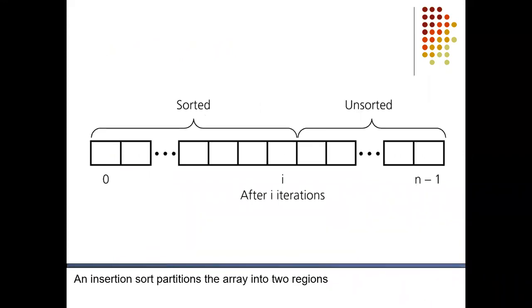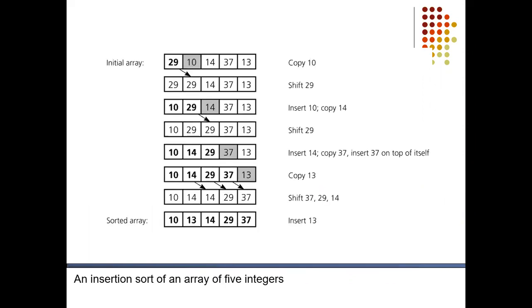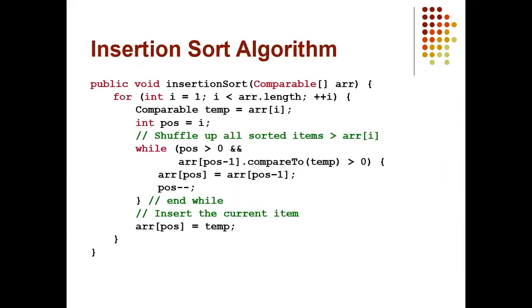So the entire list will be split into sorted and unsorted. If you consider this as an initial array, you'll be inserting each element at the correct position. This is the corresponding algorithm. We'll be checking each element, and the smallest will be inserted at the first.